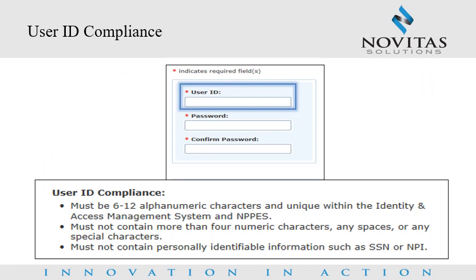User ID compliance. You must establish a username. The username must be 6 to 12 alphanumeric characters and unique within the Identity and Access (INA) management system. The username must not contain more than 4 numeric characters, any spaces, special characters, or personally identifiable information such as Social Security number, SSN, or National Provider Identifier, NPI.